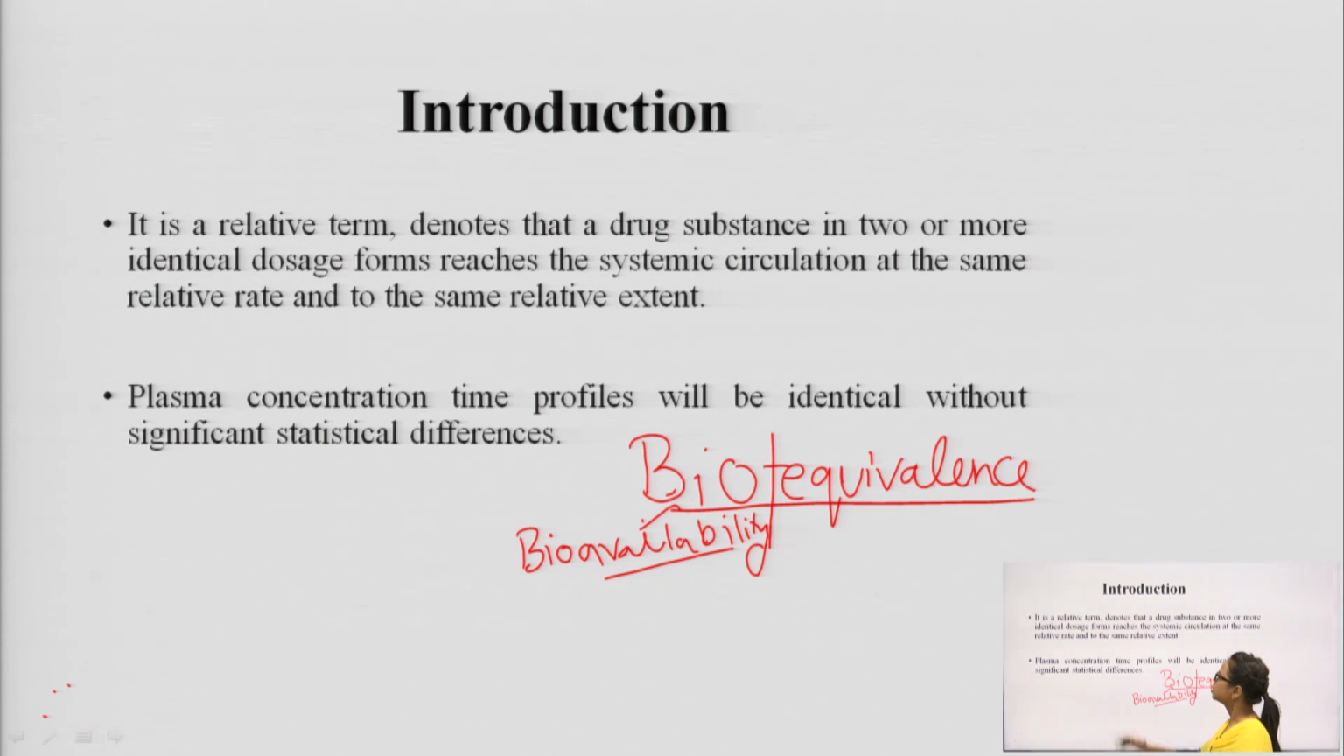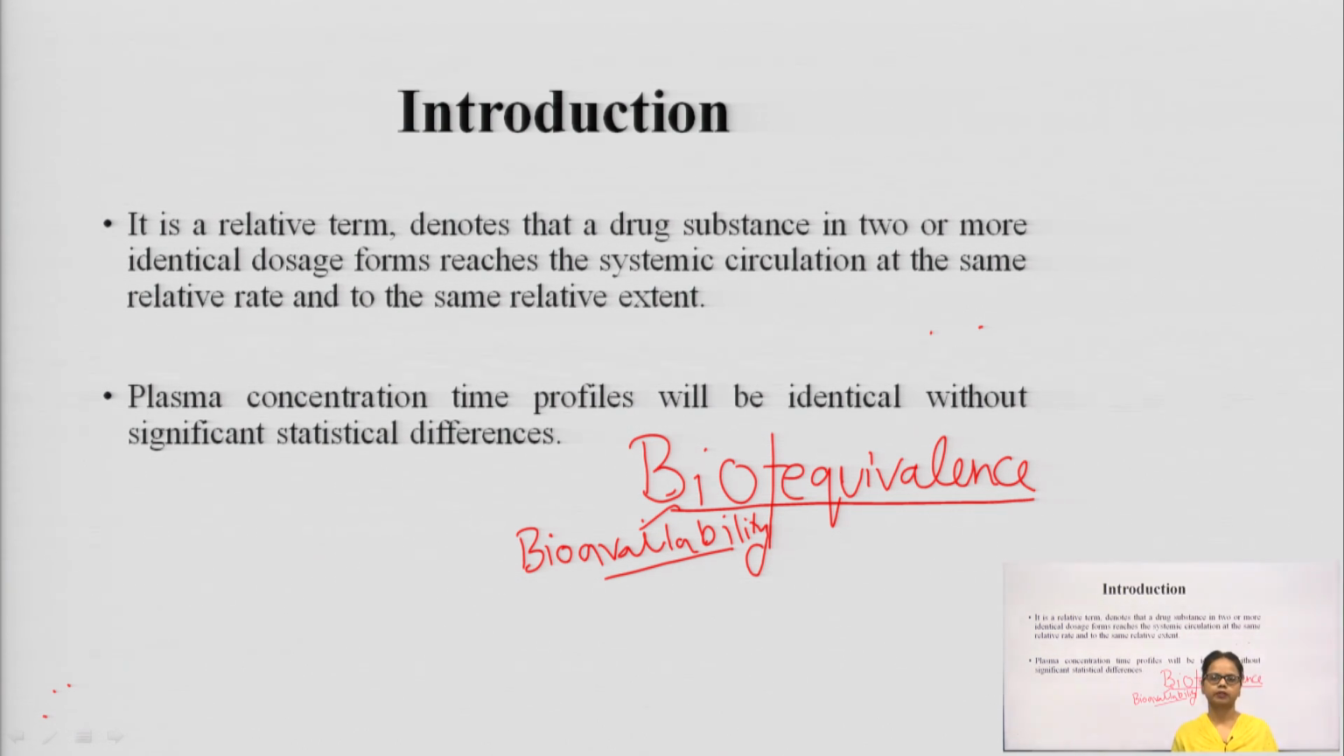As I told, what is bioequivalence? It is that a drug substance in two or more identical dosage forms reaches the systemic circulation at the same relative rate. It means the two identical forms of a dosage form show equal bioavailability inside the human body. So the study is known as bioequivalence.